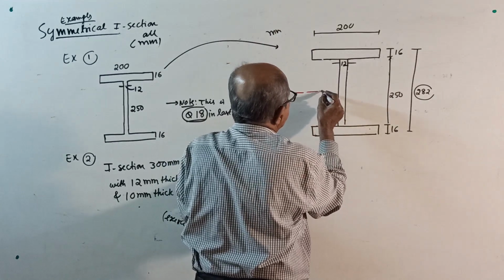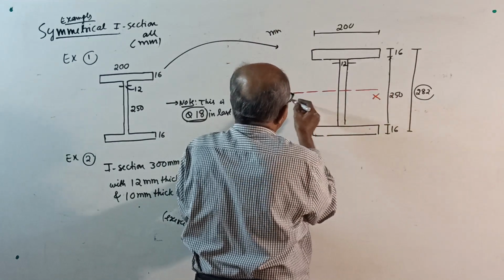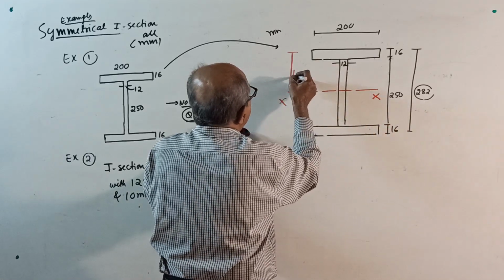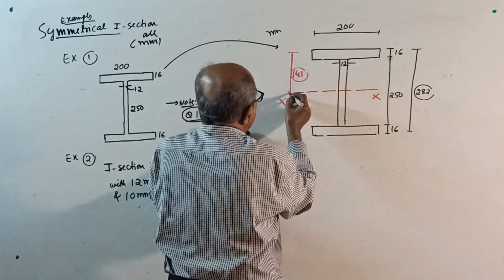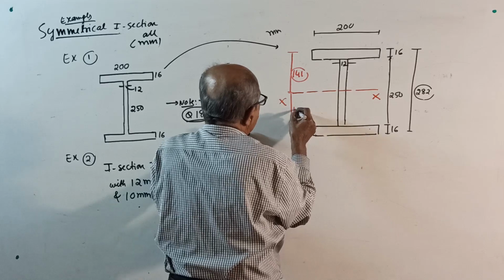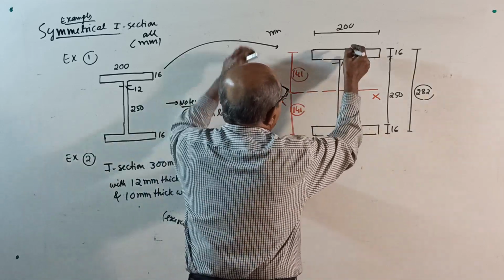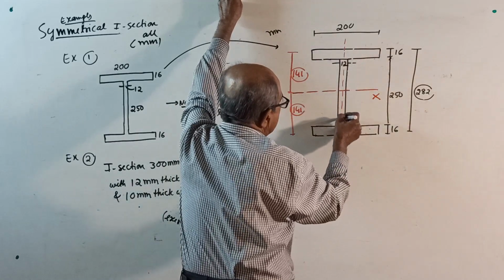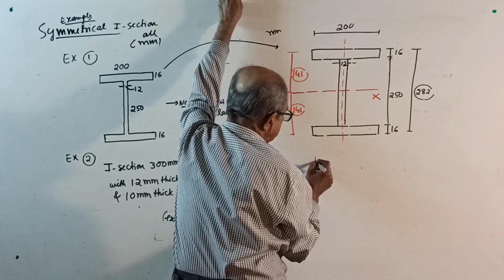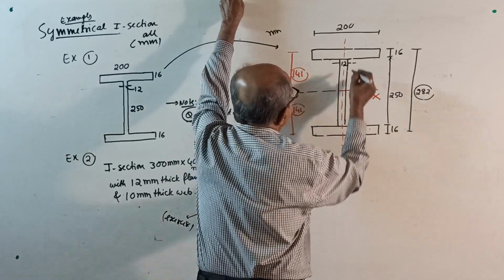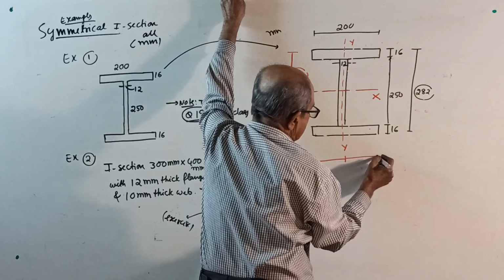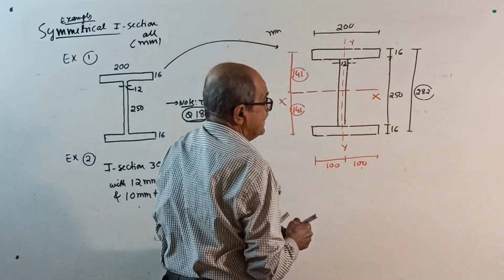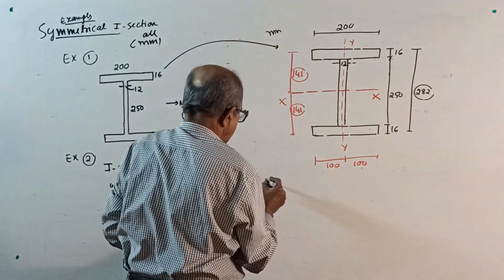Okay, now see what to do. Mark the x-axis directly. This is 282, so half is 141, and 141. Mark the y axis. Both sides are 100 and 100, half of 200, half of 200. That's all. Now see correctly what I am doing.